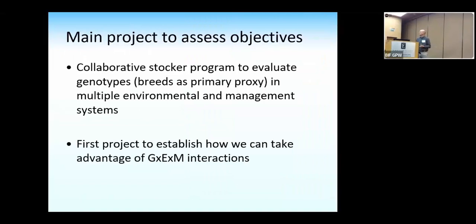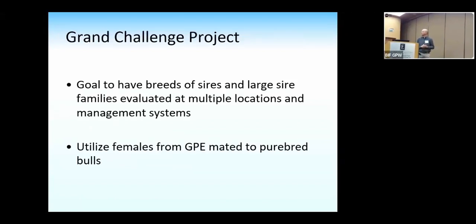So we mainly used a collaborative stocker program to evaluate genotypes in multiple environmental management systems to get an idea of G by E by M interactions. E and M are actually confounded here because the environment and management are really tied to a location. So it's really a G by location interaction overall. And basically, we wanted to make sure we had breeds and sire families evaluated and utilized females from our GPE system to get there.